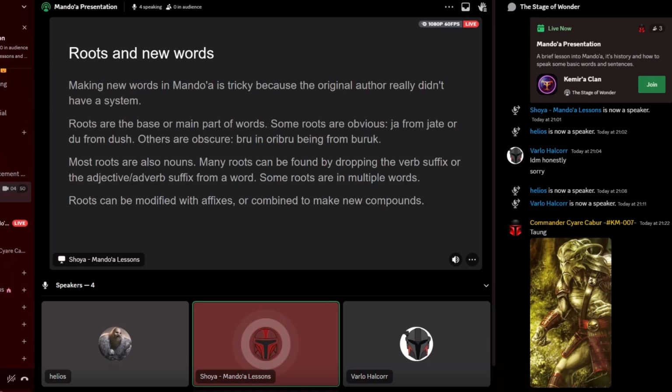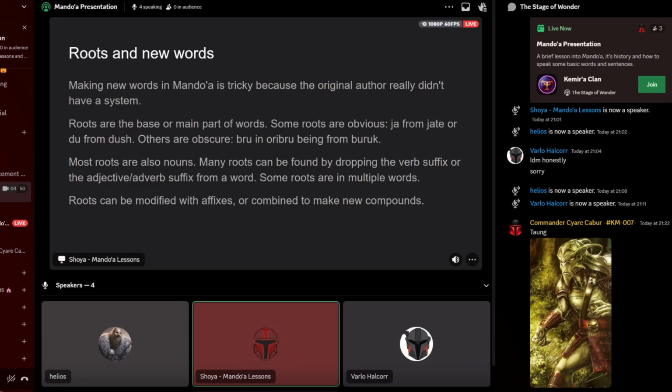But sometimes it's not obvious. Like bru in ori bru comes from buruk. Buruk means danger, and ori bru means emergency. And ori is an intensifier. So ori buruk shortened to ori bru, which, if you didn't already know what buruk meant and what ori bru meant, and you weren't familiar, you probably wouldn't immediately connect those. Yeah, it's obviously B, U, and R's, but the order is a little bit different, and some things are left out.